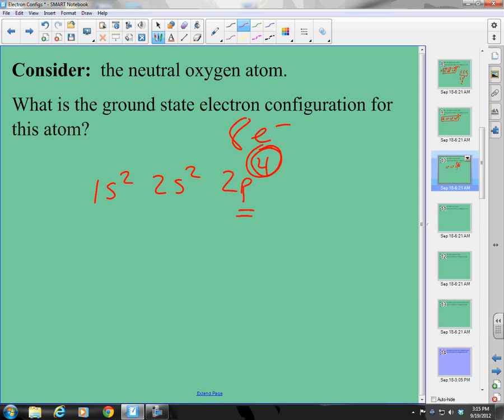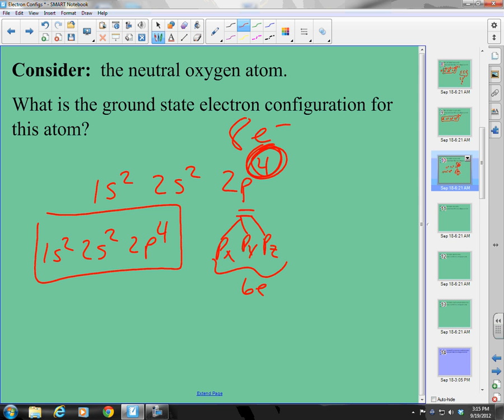4 electrons, yes. The set of p orbitals, right? Px, py, and pz. That means 3 orbitals. That means I can hold 6 electrons, and I'm only trying to place 4. So yes, that is okay. So it's 1s2, 2s2, 2p4 is my electron configuration for oxygen.